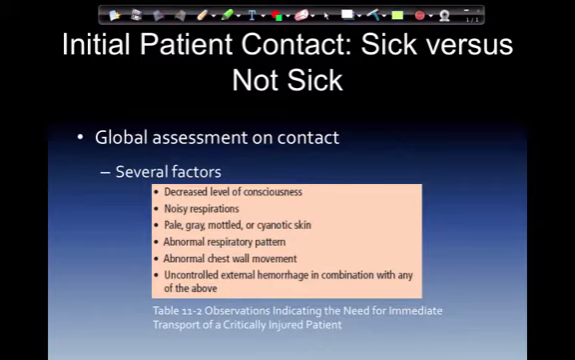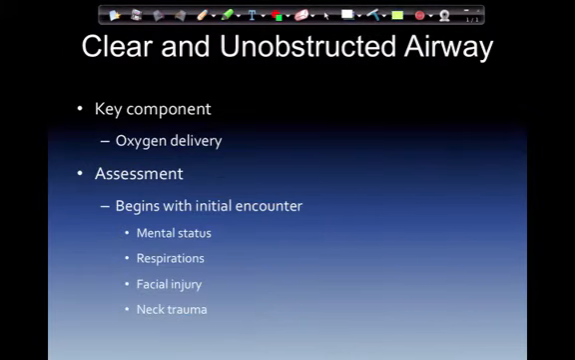Need to step it up. You're already behind the curve. So you probably have an ABC problem, so you need to get on the ABC problem as fast as you can. Clear the unobstructed airway. Key component is going to be oxygen delivery, non-rebreather mask, 15 liters per minute.